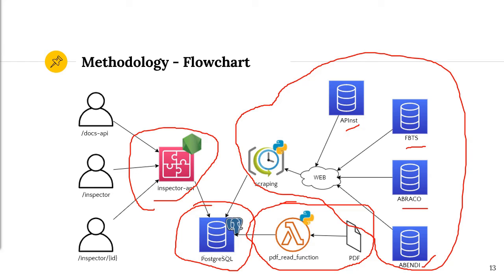So the docs API is the documentation route. The inspector API route is where the similarity functions are used. And the inspector route with the parameter ID finds just the specified inspector.